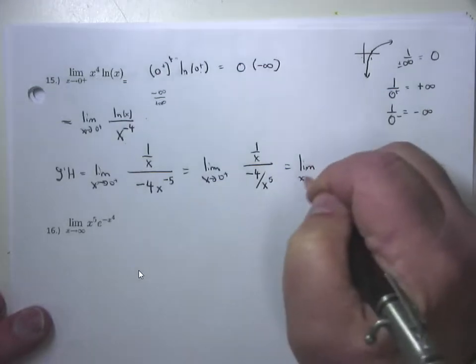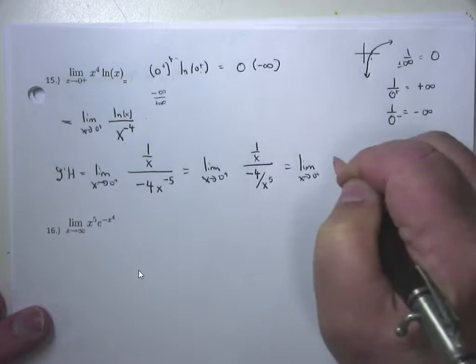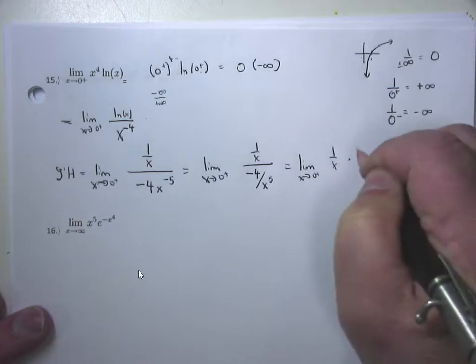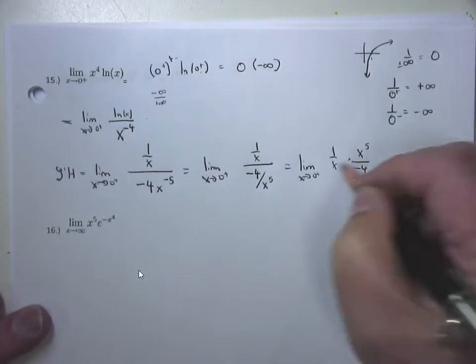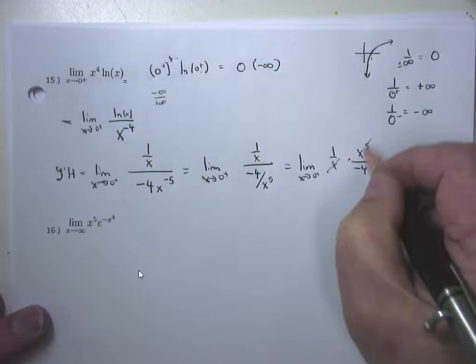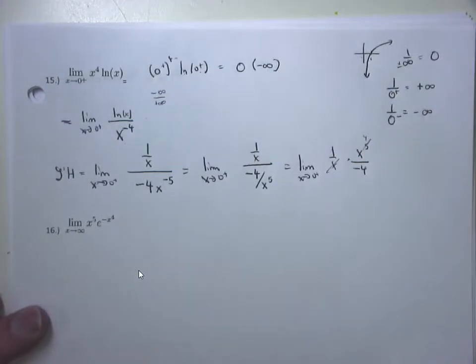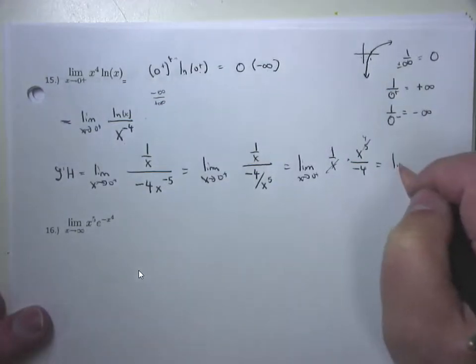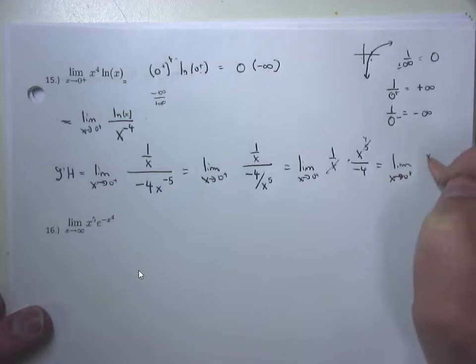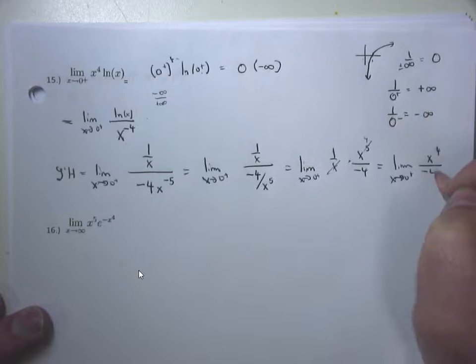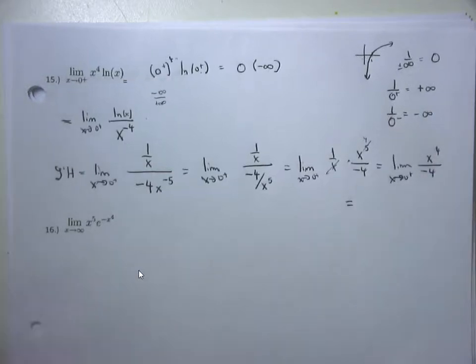So this is the limit as x approaches 0 on the plus side of 1 over x times x to the 5th divided by negative 4. What cleans up? Well, this x on the bottom cancels with one of those x to the fifth, makes it x to the fourth. So this is equal to the limit as x approaches 0 on the plus side of x to the fourth over negative 4. You cleaned it up first. And now plug in the number.